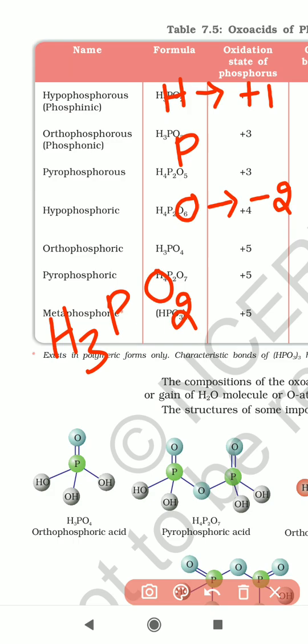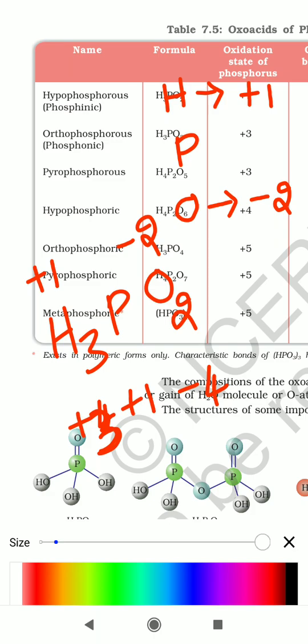Here there are 3 hydrogen atoms, and hydrogen is always +1. Oxygen is always -2. So +1 into 3 is +3, and 2 twos are -4. Whatever number we place for phosphorus, the overall charge must equal 0, so phosphorus is +1. +1 is the oxidation state of phosphorus.